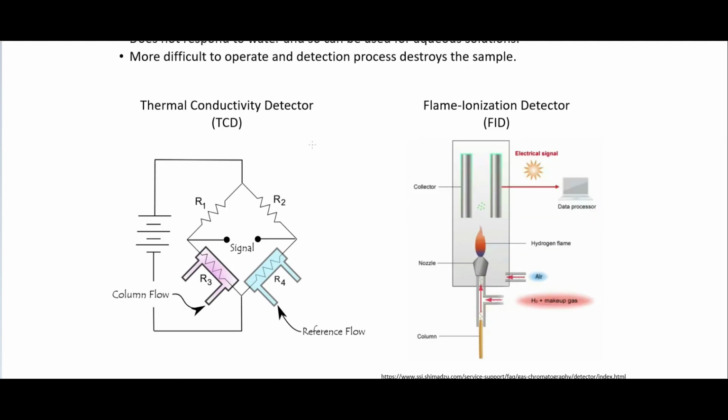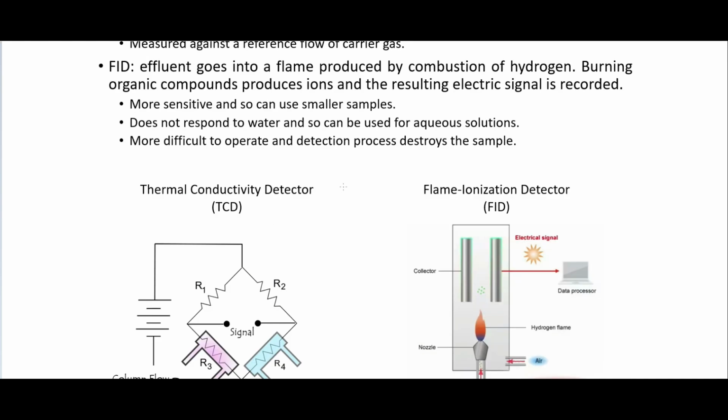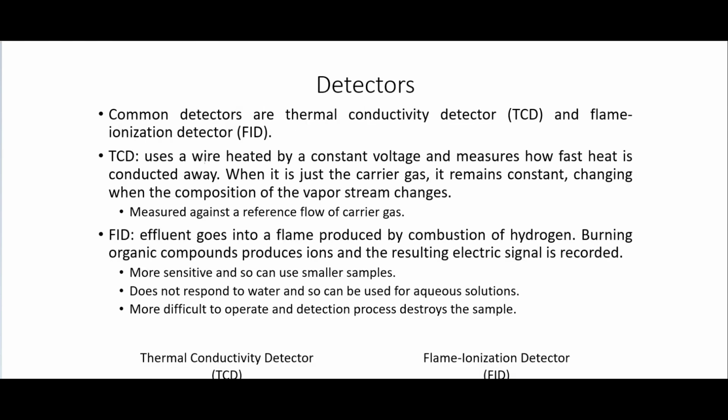So it looks something like this, where we have our reference flow here and our column flow, and so we can measure the difference in which these conduct the heat away from the gas here, and that will tell you whether something is coming off of the column that's not just the carrier gas. So the FID here, the flame ionization detector, we have the effluent goes into the flame produced by combustion of hydrogen.